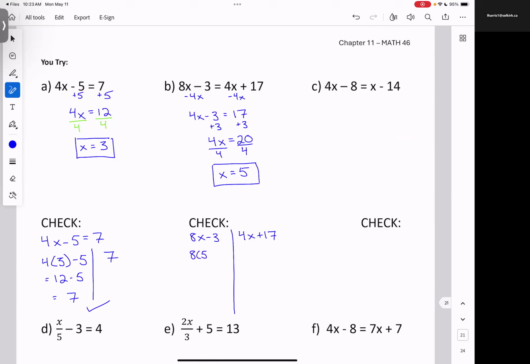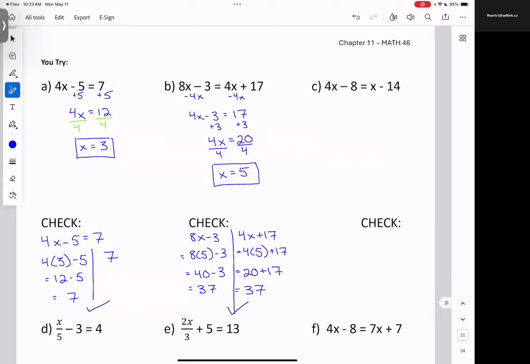So we get 8 times 5 minus 3 on the left, which is 40 minus 3, or 37. And on the right, we have 4 times 5 plus 17, which would be 20 plus 17. So we get 37. So yes, that makes sense.